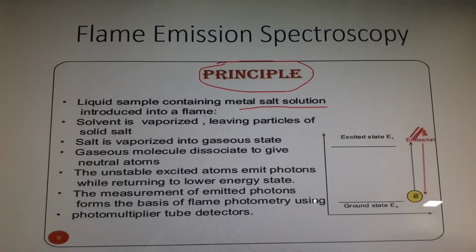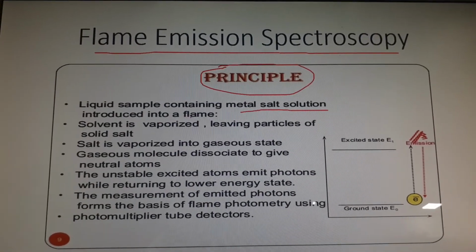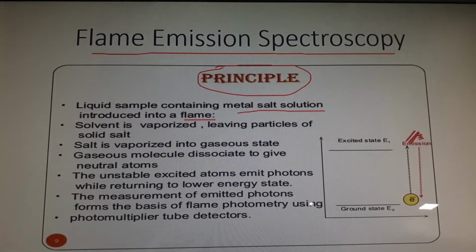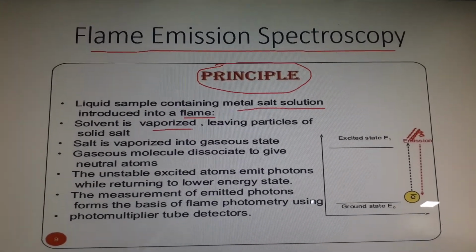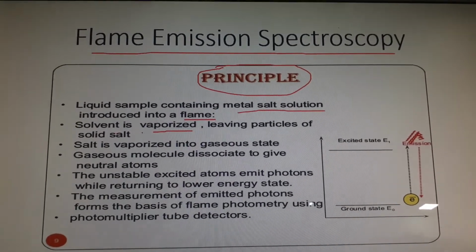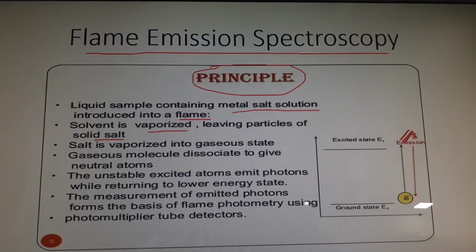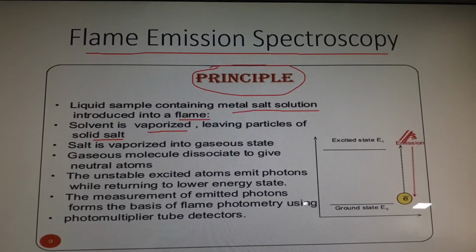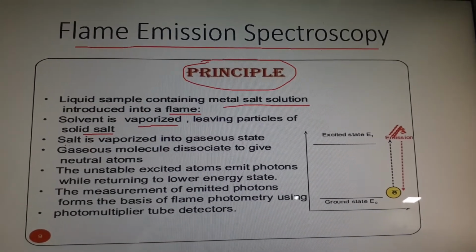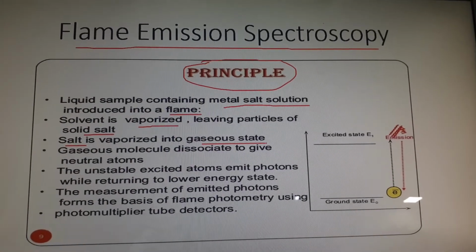As I have told before, we are going to study what is called flame emission spectroscopy. So the source for excitation is nothing but a flame. Then the solvent is vaporized with the help of this flame. The first step is the vaporization of the solvent, leaving particles of the solid salt. Then the next stage is that the metal salt which is present gets vaporized to the gaseous state.